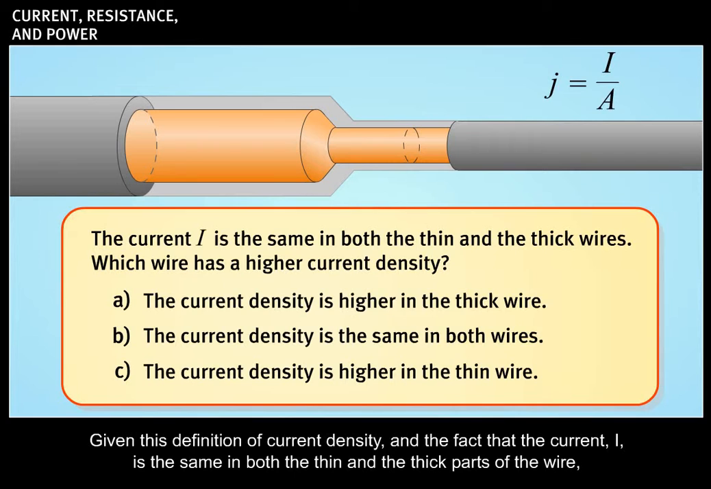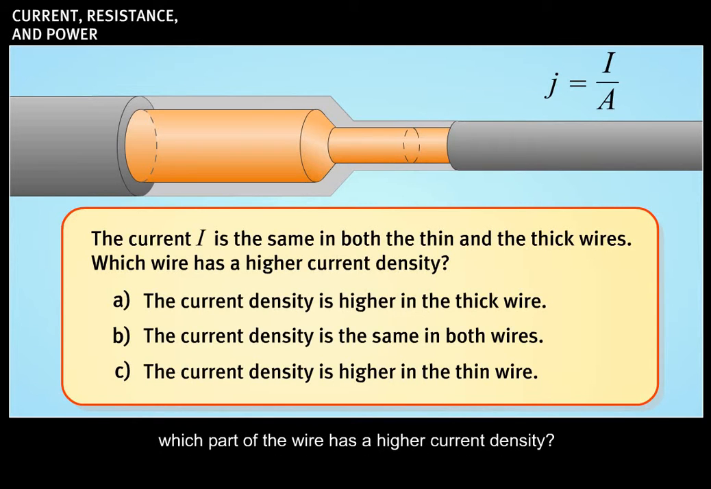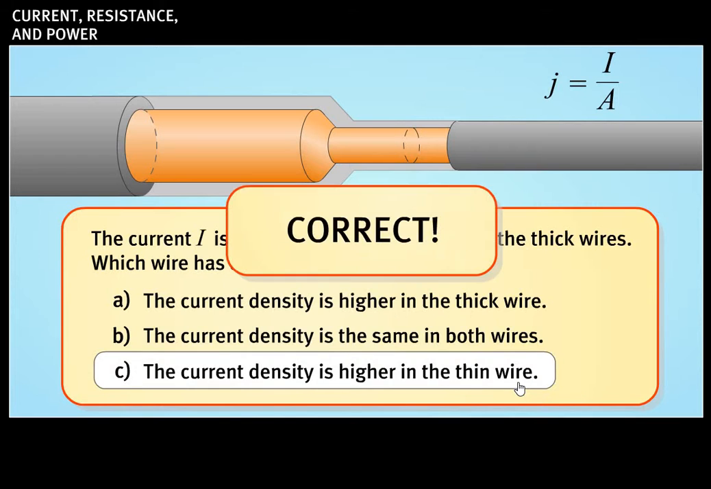Given this definition of current density, and the fact that the current I is the same in both the thin and the thick parts of the wire, which part of the wire has a higher current density? Correct. The same current is spread over a smaller area in the thin wire.